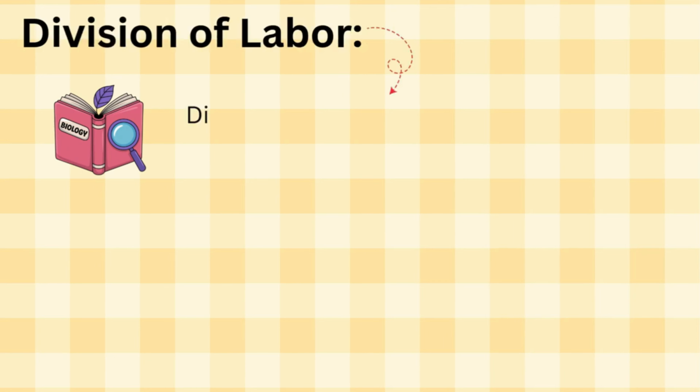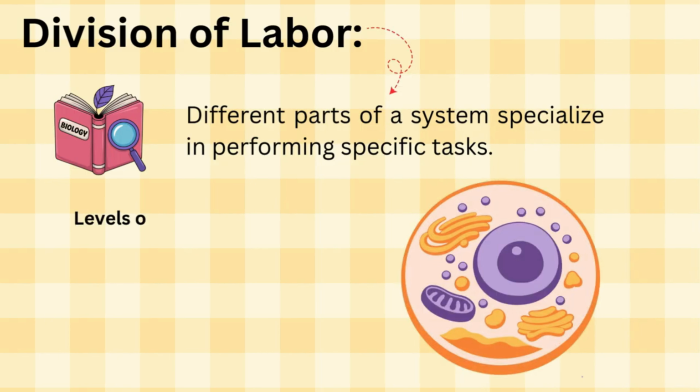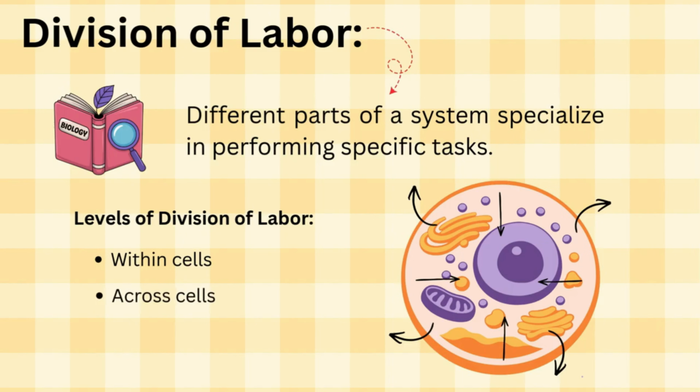In biology, there is a fundamental principle that helps explain this efficiency. It is known as the division of labor. Division of labor means that different parts of a system specialize in performing specific tasks. By sharing responsibilities, the system becomes more organized and much more efficient. This principle operates at two important levels in biology: within cells and across cells in multicellular organisms.